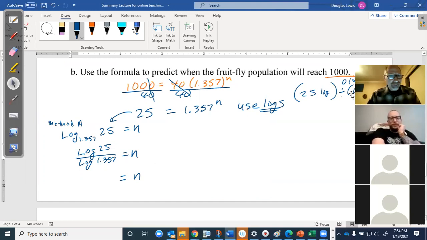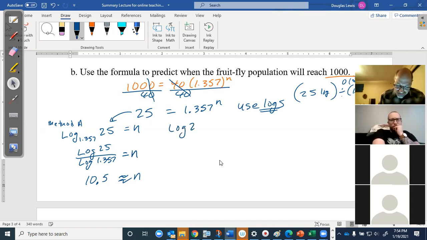So if you do that, what did we get? 10.57 or something? About 10.5, I think. 10.54, about 10.5. So about 10 days, 10 or 11 days, right? You'd say. Now, if you do it the other way, another way is to take the log of both sides.